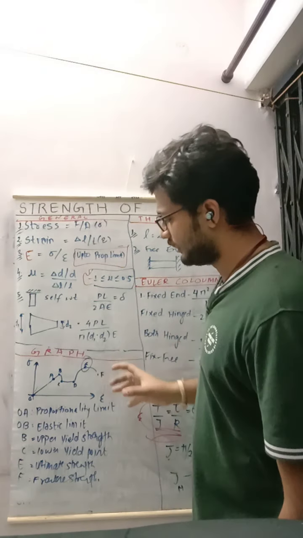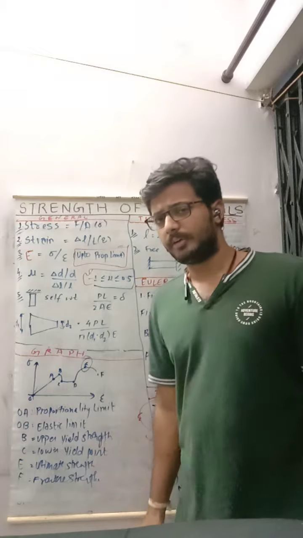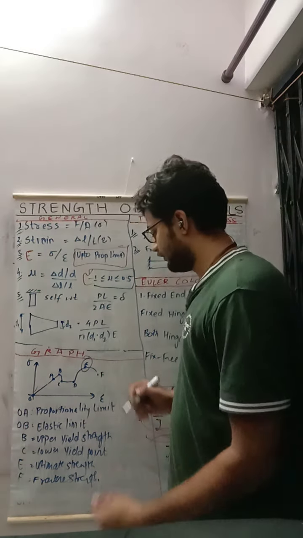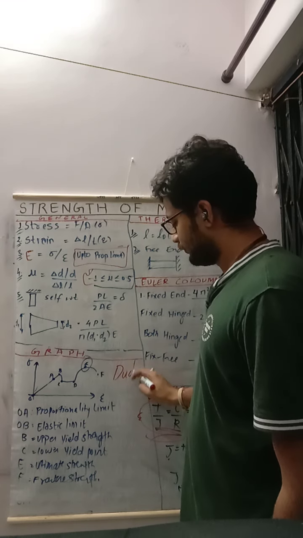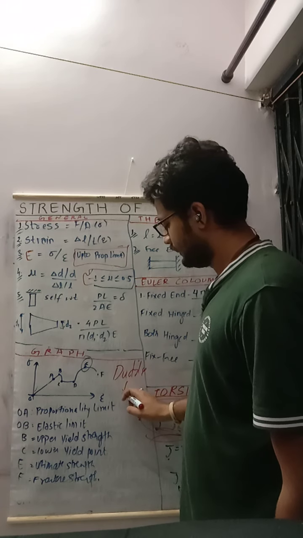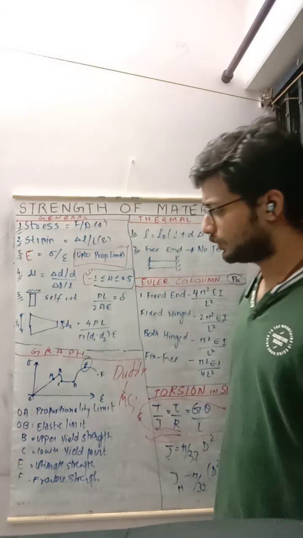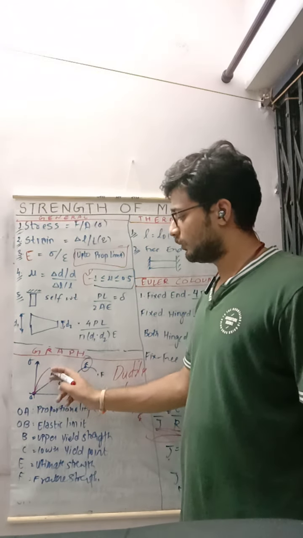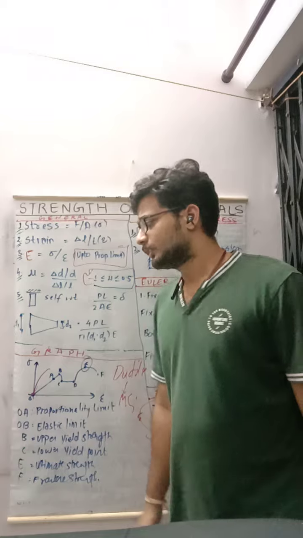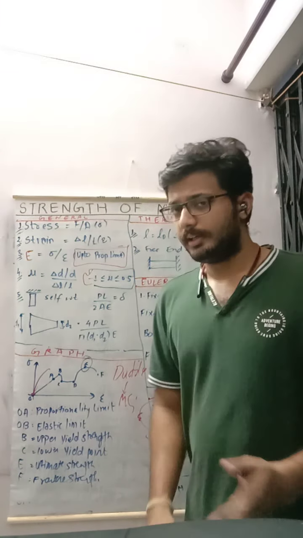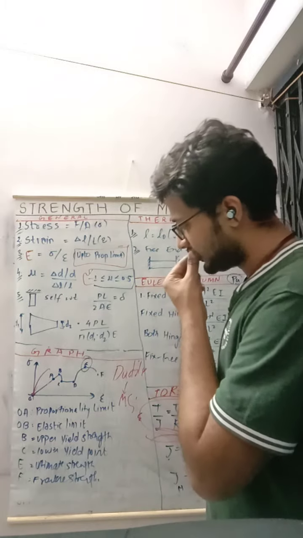Now let's talk about the graph. This graph is very important, and just for clarification, this is the graph for a very ductile material. For example, we can take mild steel. For a ductile material like mild steel, this graph holds good. For a brittle material, the graph will go like this and it will break. So this graph holds good for a ductile material.